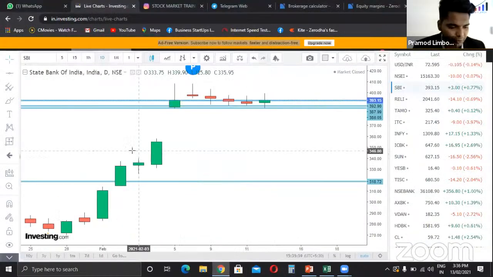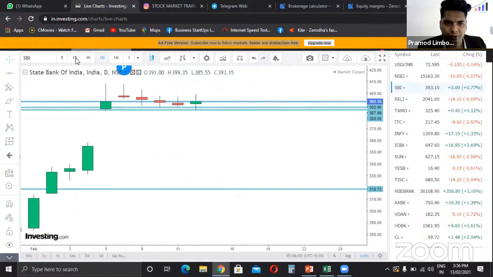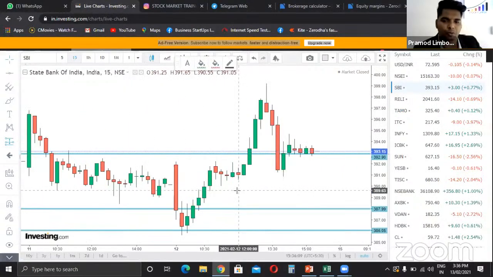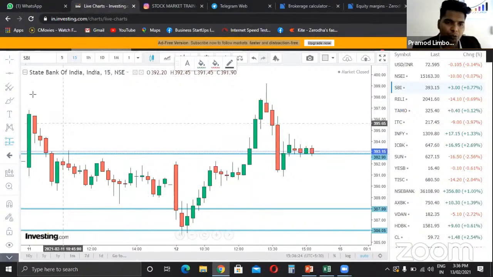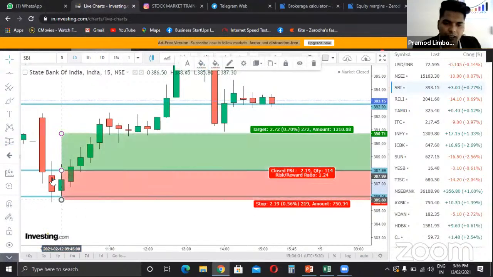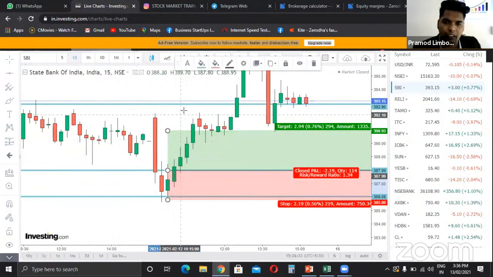Okay, so I have just showed you the RR ratio, and again showing you the RR ratio. This is a long position. Let's suppose there are two positions you can take: long or short. Long means you're going to buy the stock. Short means you are going to sell the stock, because if you are thinking the stock will go down, you will sell the stock. And long means you think the stock will move up, then you will buy the stock. Okay. So let's suppose I am buying stock. Let's say my SL will be here and my target will be here.